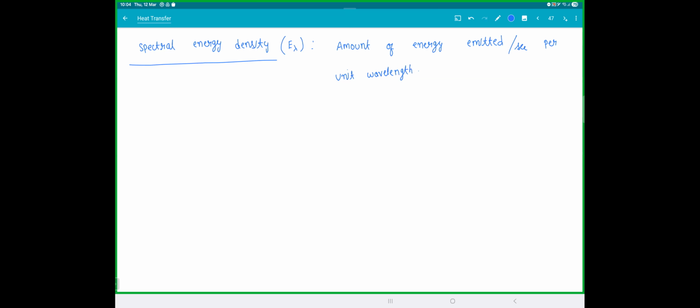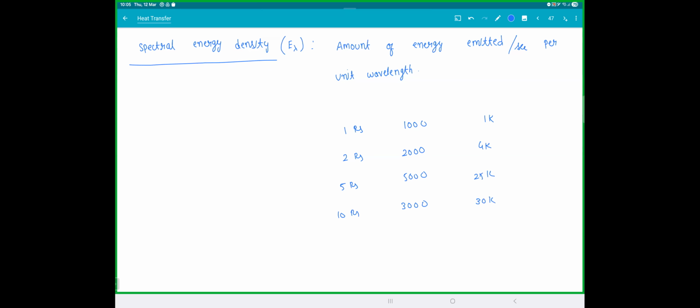If you have a body emitting photons, we know it will not emit only one single wavelength, it will emit all different wavelengths. So E lambda tells you how much each wavelength is contributing to that energy. Let me give you an analogy. Let's say we have 1 rupee coins, 1,000 of them. We have 2 rupee coins, 2,000. We have 5 rupee coins, 5,000. And we have 10 rupee coins, let's say, again 3,000. So how much money do you have in terms of 1 rupee coins? 1,000. 2 rupee coins? 4,000. 5 rupee coins? 25,000. And 10 rupee coins? 30,000.